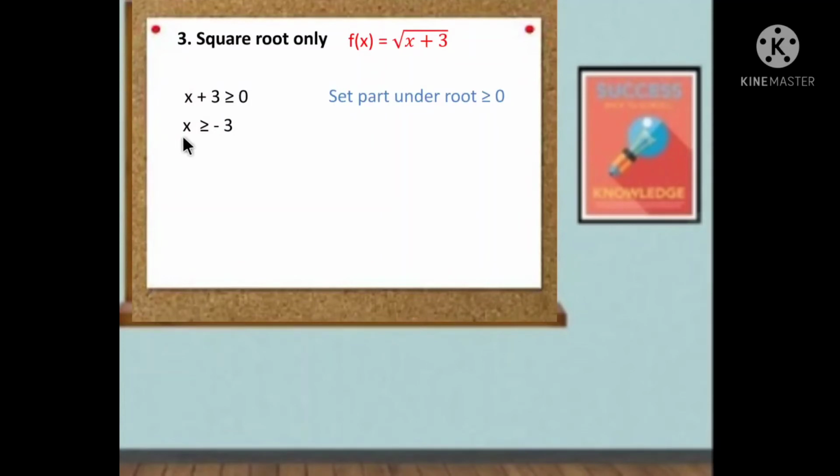Sa Tagalog, si x daw mas malaki o kaya kapantay ni negative 3. So, itong symbol natin, so sundan natin daw tong symbol na to. Since itong symbol na to ay nakaturo doon sa kanan, so meaning, ang solutions niyan, mula kay negative 3, papunta doon sa kanan niya, okay? Walang katapusan. Okay? So, mula kay negative 3, how am I going to write that one? So, ang domain natin, okay, real numbers, where x is greater than or equal to negative 3.